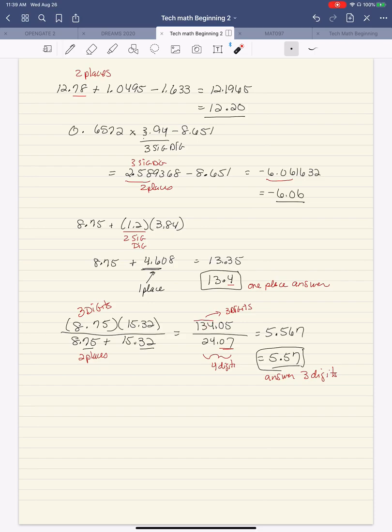So I have division next, so I'm looking at significant digits. This is 3, this one is 4, so my final answer will be 3 because that's smaller. So 134 divided by 24.07, I get 5.567, and I need 3 significant digits. So it's going to be 5.5 right here, and that's a 7, so that goes up to a 7, so 5.57.